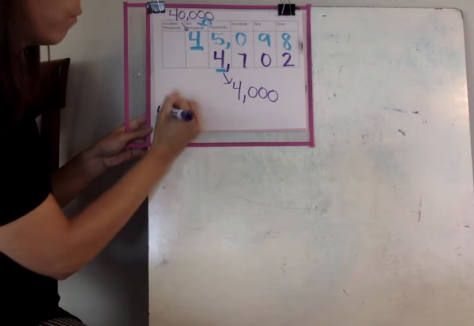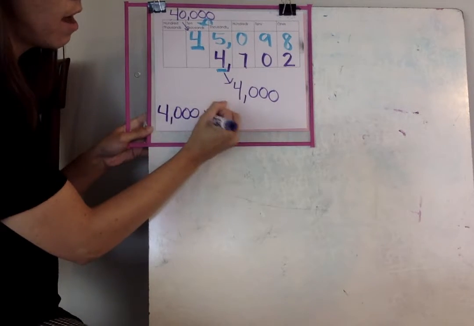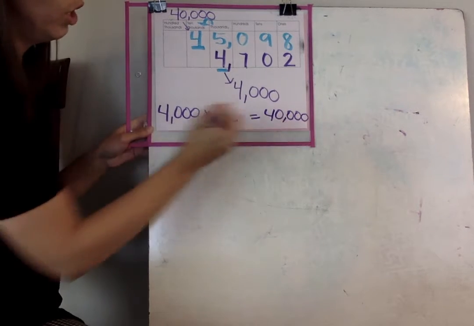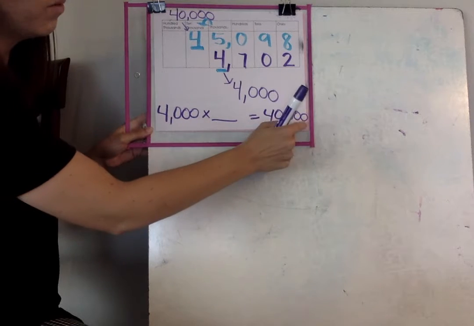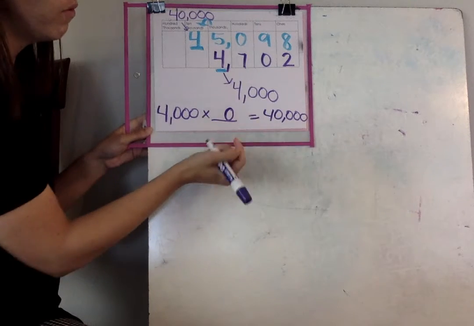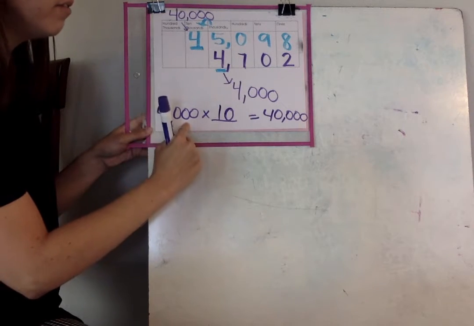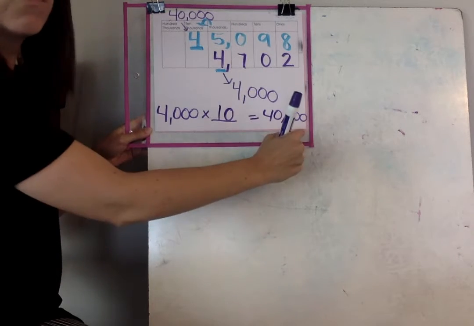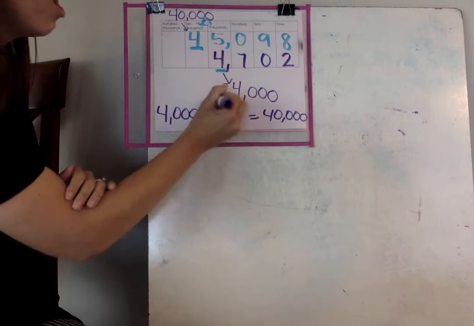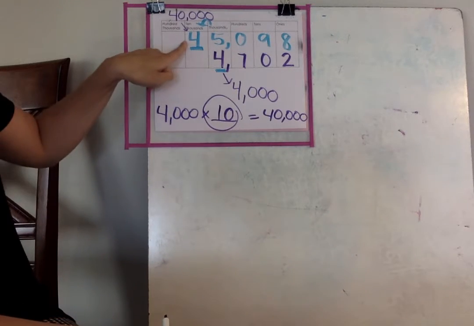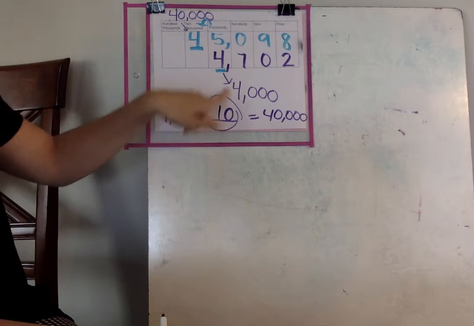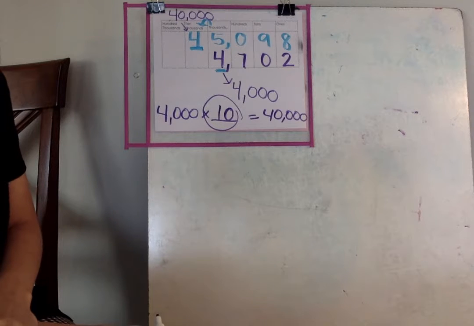Well, 4,000 times what will give me 40,000? There are 1, 2, 3 zeros here. 1, 2, 3, 4 zeros here, so I need to add a 0 here. 4 times what will give me 4? 1. 4,000 times 10 gives me 40,000. So I know that the 4 in the 10,000s place is 10 times greater than the 4 in the thousands place.